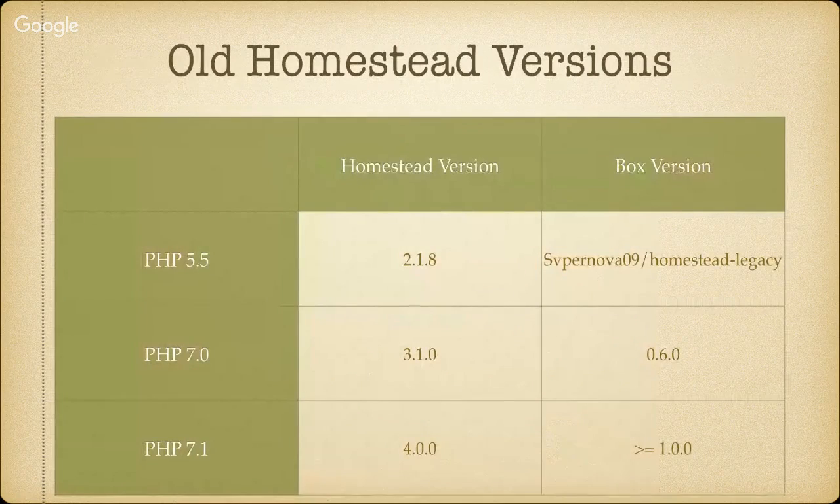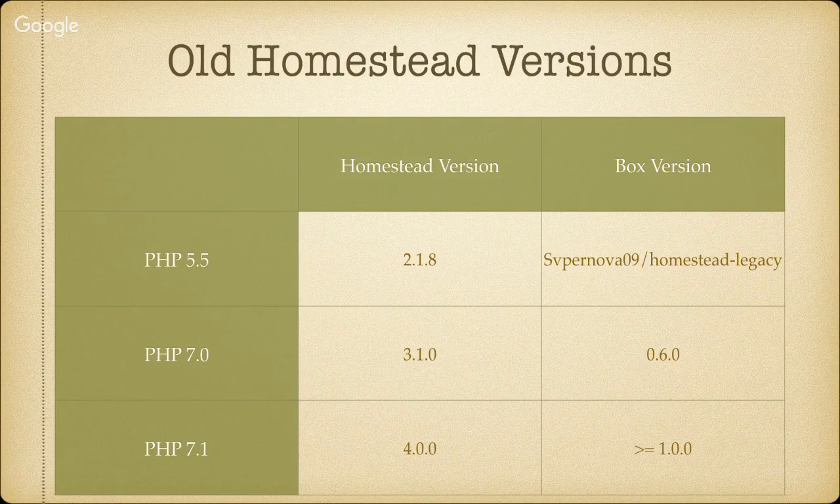So here are the old Homestead versions. This was actually a big deal because Homestead went from PHP 5.5 to 7 to 7.1 really fast. PHP 7 was out for like a day and a half before we had Homestead support for it. We had PHP 7.1 the day it was released in Homestead. So we really try to keep up with the latest versions of PHP.